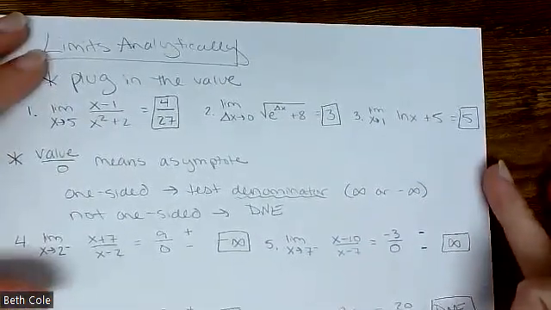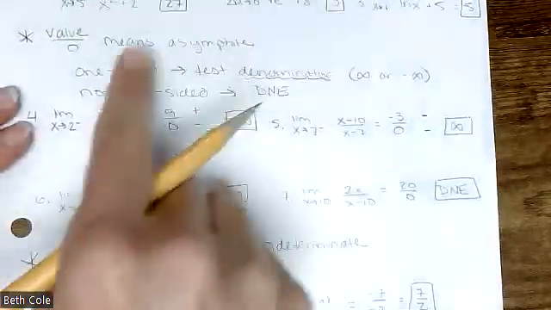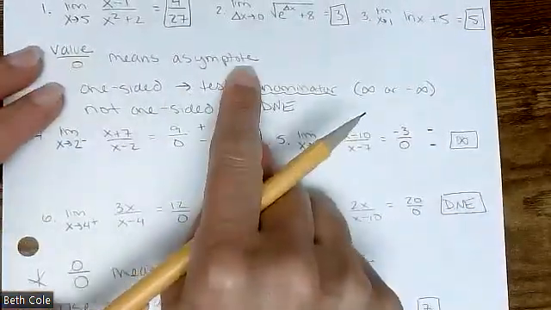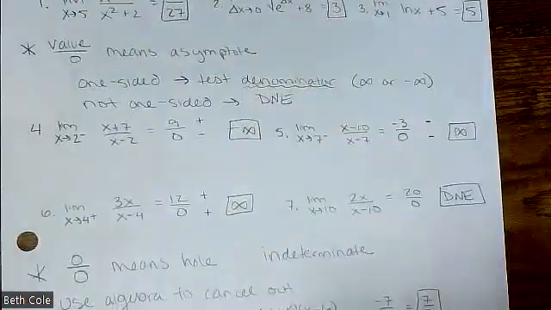So let me just review. We have one more method. Let me review everything, and we'll get it done before lunch. What do we have, 10 minutes? Perfect. Plug in the number. That's what you always want to try first. Value over 0 means an asymptote. You're testing positive or negative, or if it's not one-sided, the answer is does not exist.